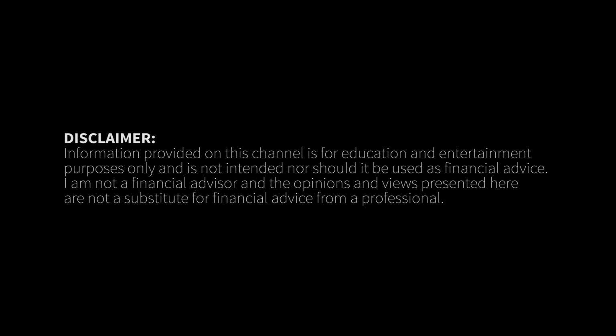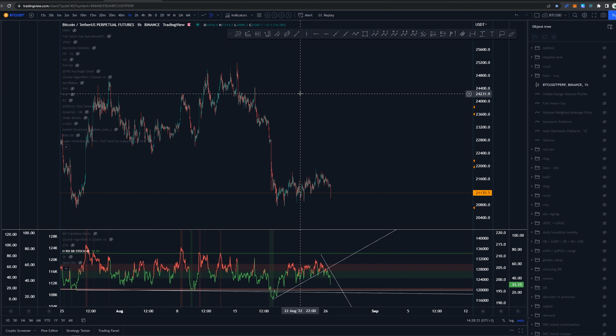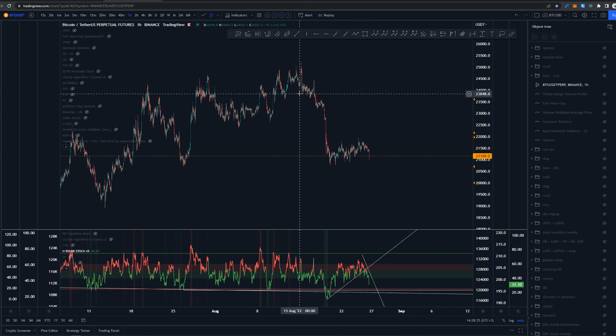I'll cover wave analysis with Elliott wave theory and provide multiple scenarios price may take and explain why I prefer one count over another. Let's take a look at the different options.